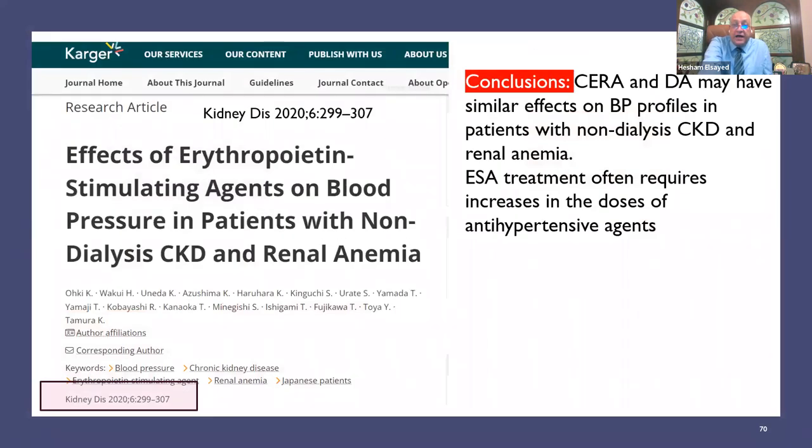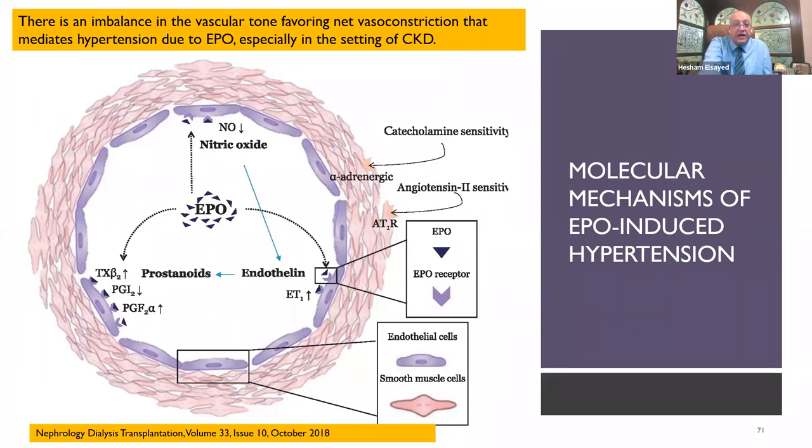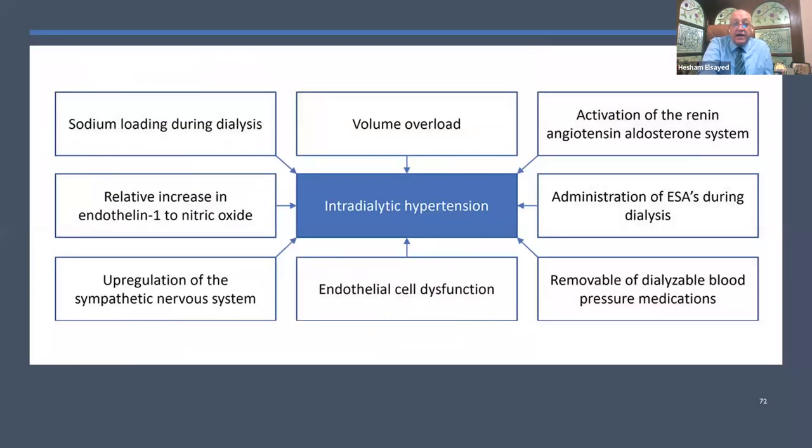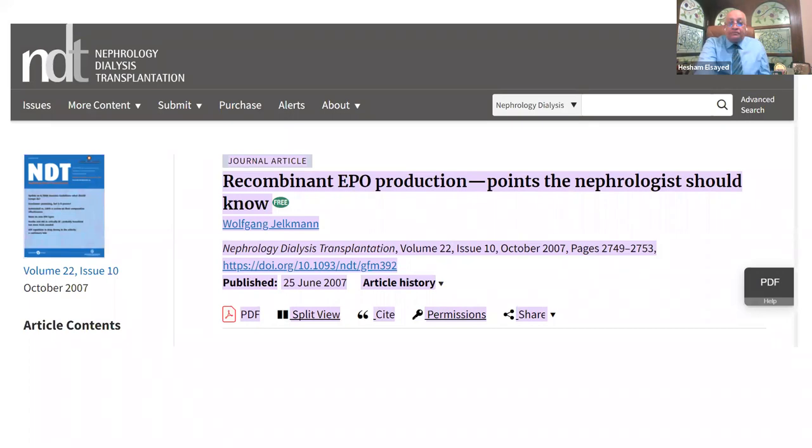So epoetin and darbepoetin and ESA have the same mechanism of hypertension and incidence, and it is related mainly to their effect of decreasing nitric oxide and increasing thromboxane and endothelin-1, probably through direct effects on the endothelial cells. In dialysis, intradialytic hypertension is aggravated by administration of ESA during the dialysis. So patients who develop hypertension with ESA need reconsideration of the dose and the target hemoglobin, and we can shift to a lower dose and give more antihypertensives if other causes of hypertension are excluded, like salt and water retention, volume overload, and others.